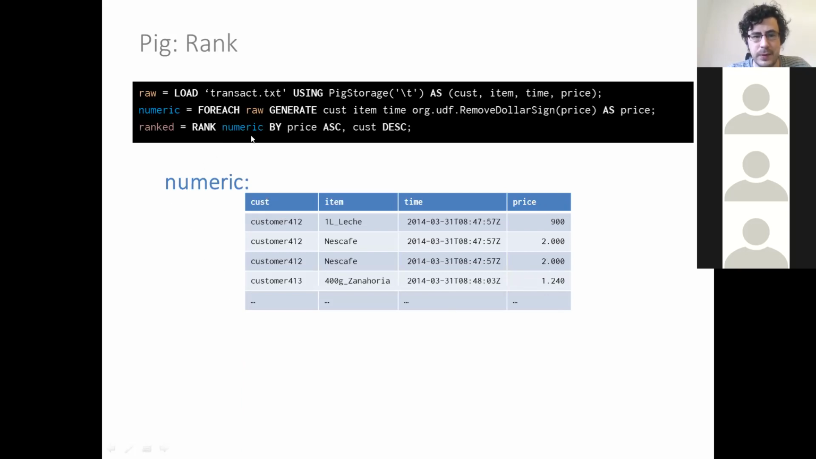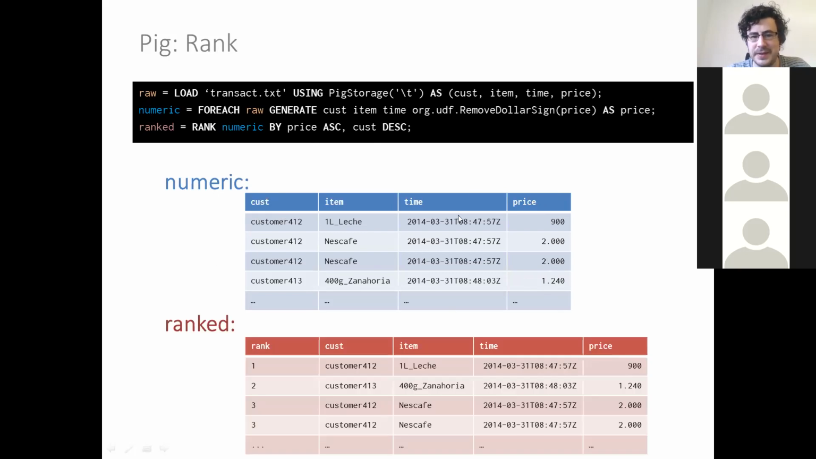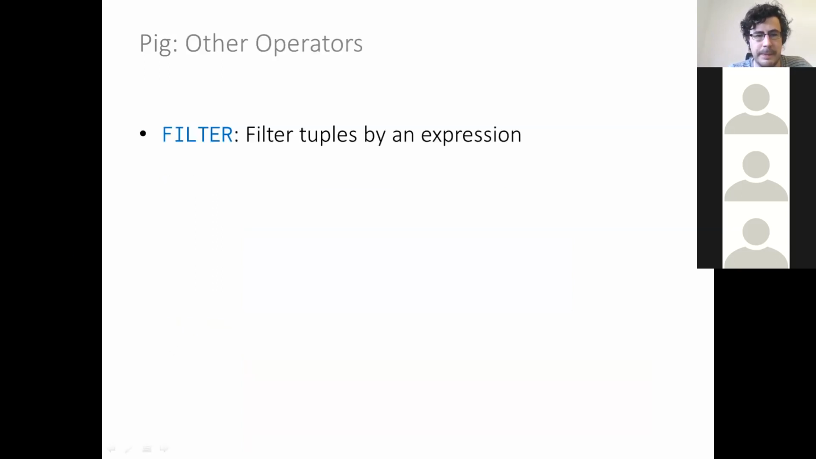If we want to, we can rank and order. We can order and rank at the same time. So we can call rank numeric by price ascending, customer descending. So we actually sort the table first according to these criteria, and then we add the row ID. In this case, if there is a tie, it will add the rank as being the same. So we'll have 3, 3, 3, and then 6, 7, 7, 9, and so forth. Okay. So this can be pretty useful when processing lots of data as well.